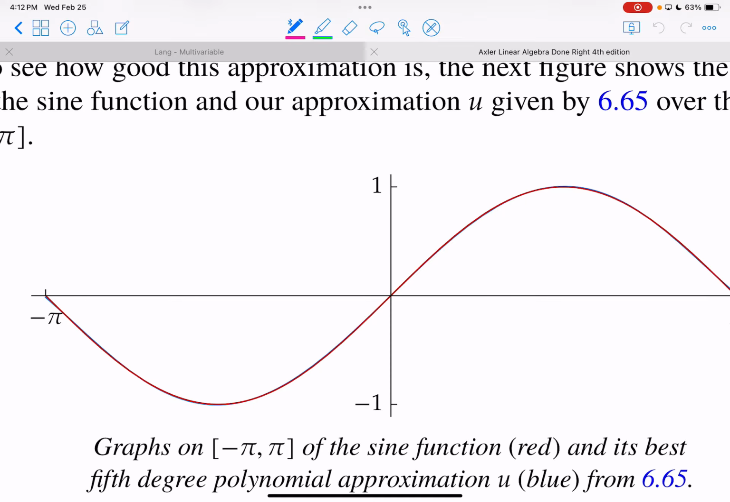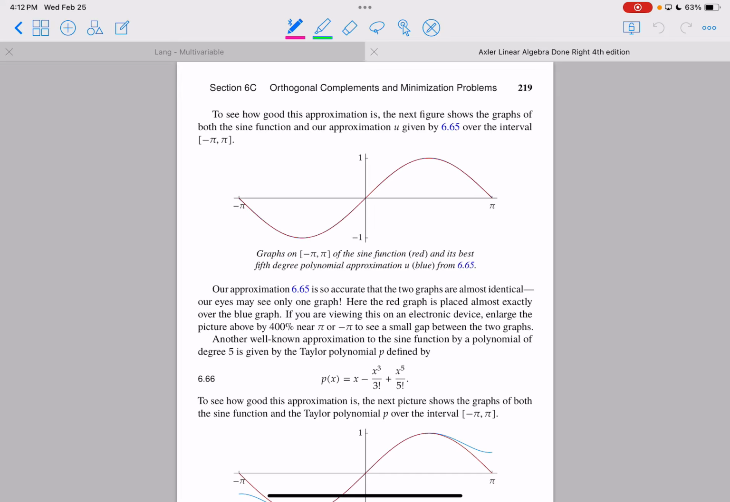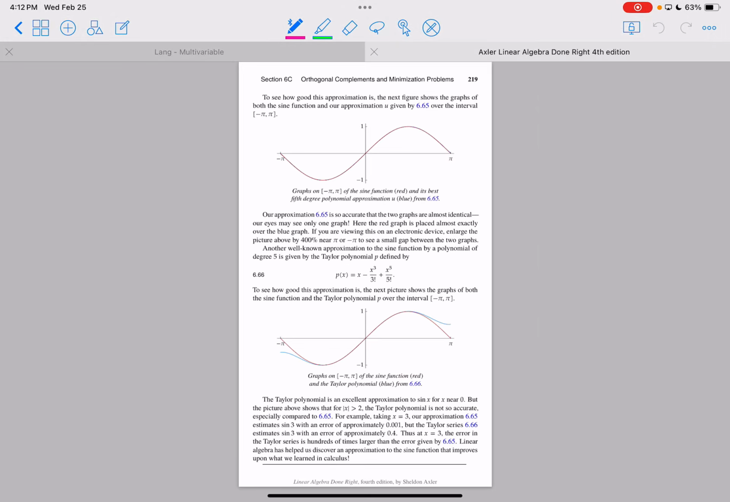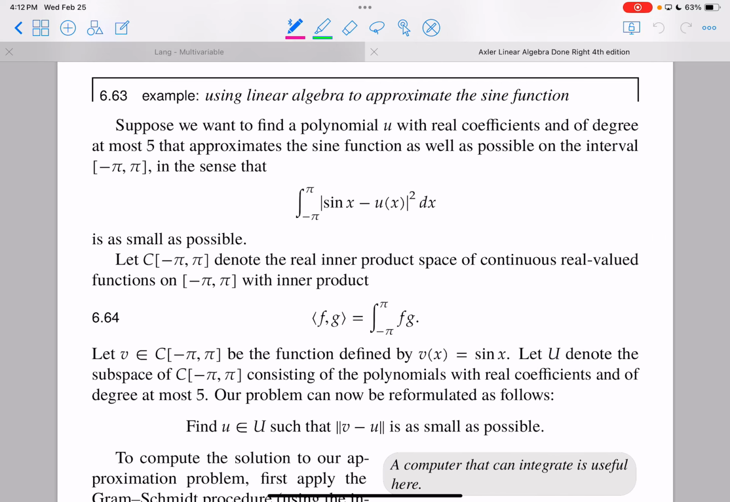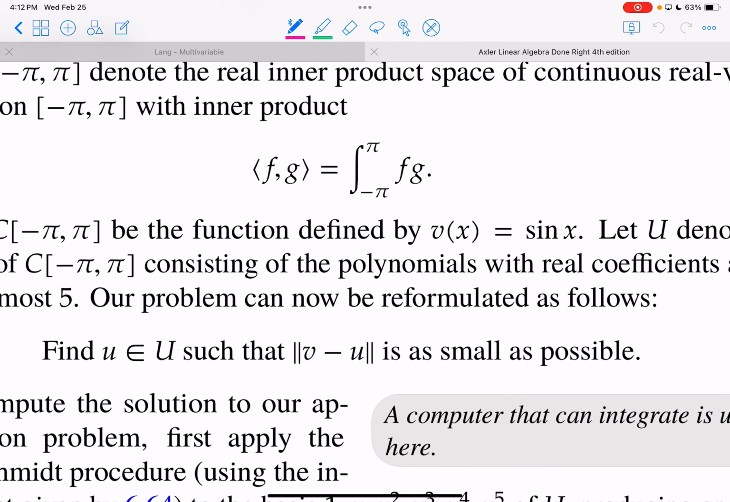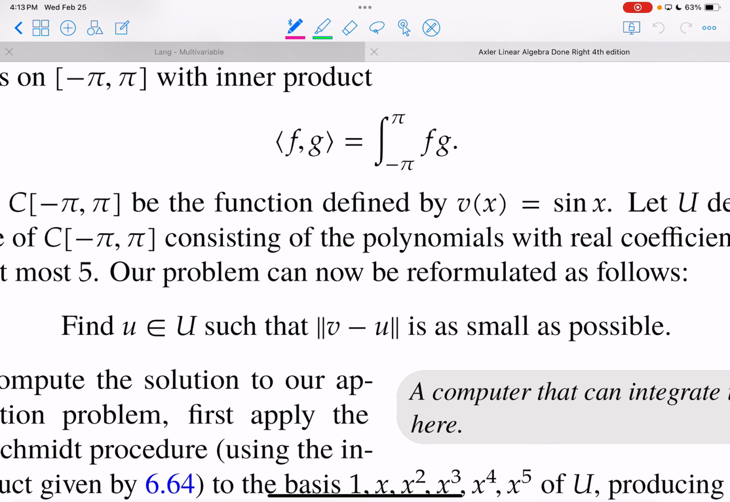But this is just the application. I guess 5th degree. Find u in U such that v minus u is as small as possible. So this is our data b, and this u is the thing we're going to find with Tx. Tx equals u. The orthogonal projection finds the u that's closest to v. So we've been doing this. It looks like it's different, but it's the same.